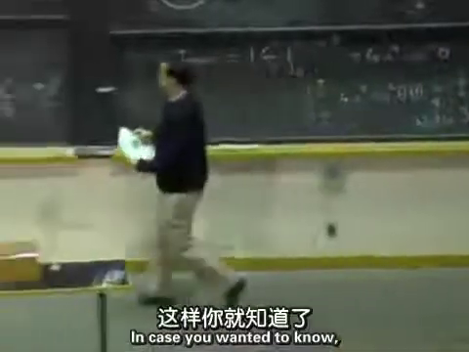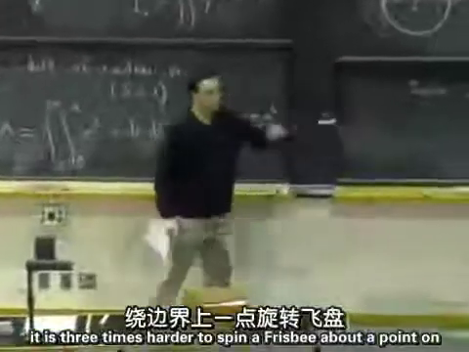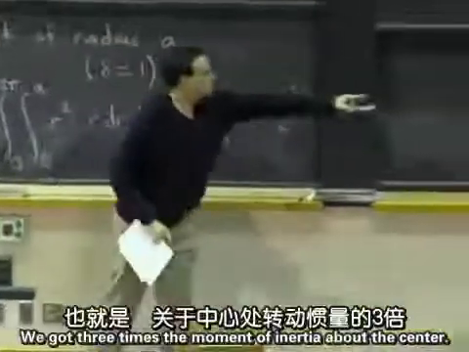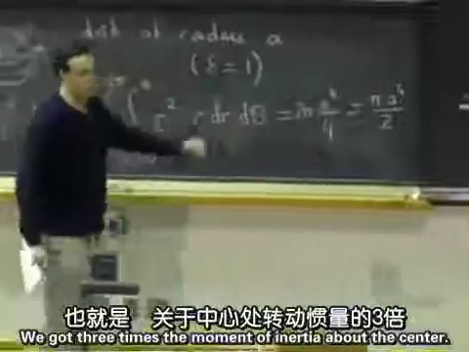So in case you wanted to know, it's 3 times harder to spin a frisbee about a point on its circumference than around the center. See, we got 3 times the moment of inertia about the center.